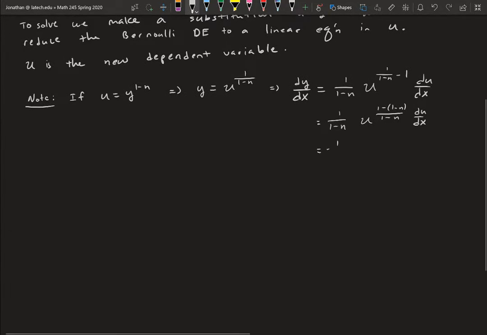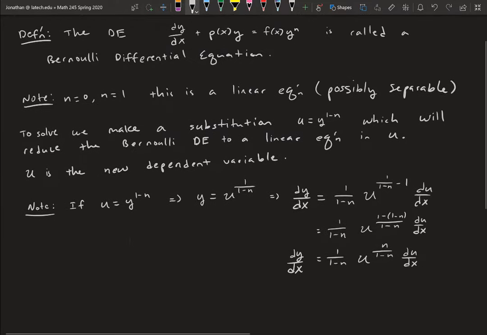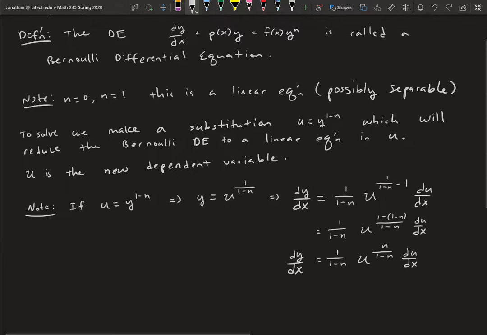Which is equal to 1 over 1 minus n u to the, let's see, that's going to be n over 1 minus n, and then du dx. So make the substitution into the differential equation now. So this is dy dx, and that's what we're going to substitute in for dy dx. And now wherever we see y, we're going to substitute in this u to the 1 over 1 minus n.